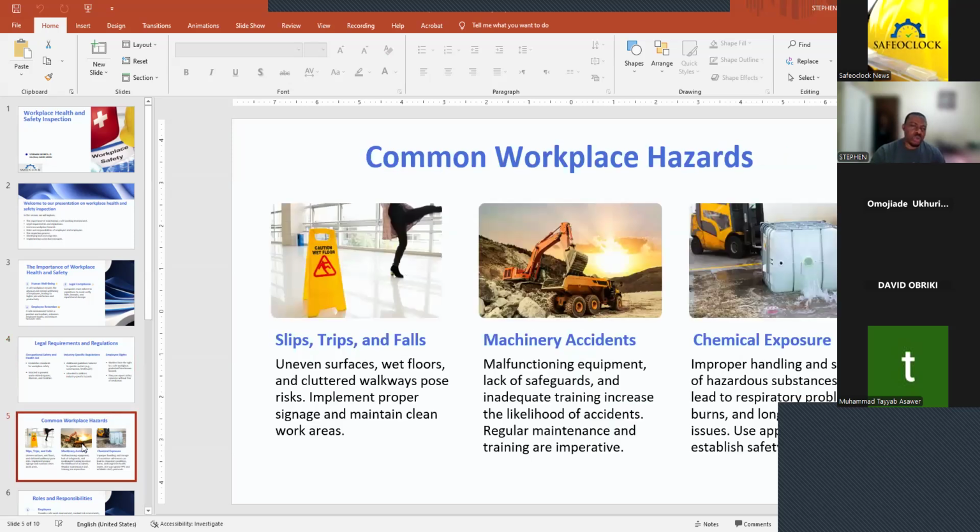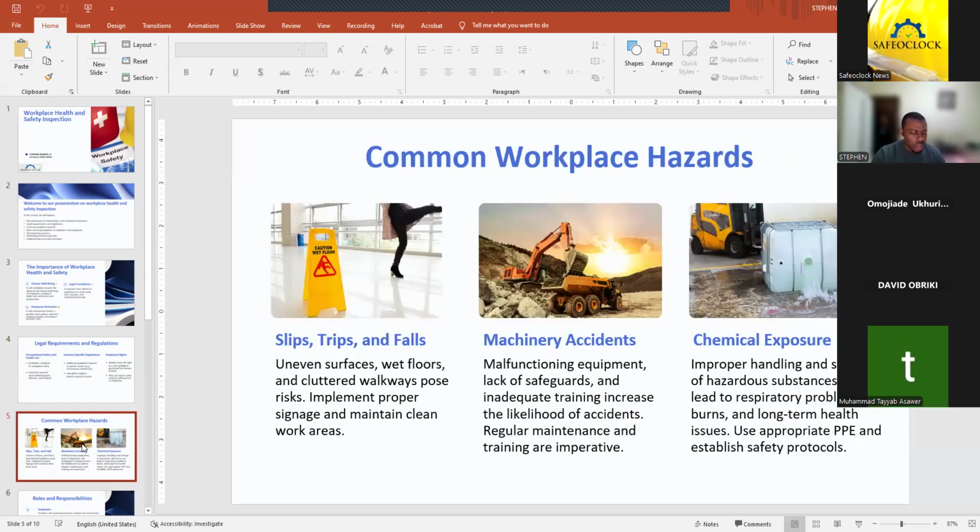And also when we look at some common health and safety workplace hazards, there are so many. We cannot keep mentioning a lot. So I just decided to pick one, two, three from different sectors, maybe from the facility or healthcare, construction, and probably the oil and gas or the process industry.